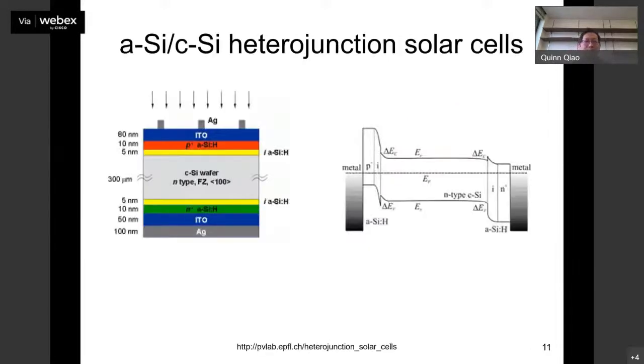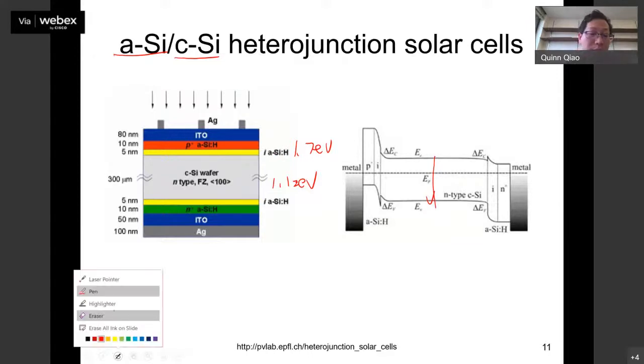And then here's another example, I think we talked about this. You have amorphous silicon and then crystalline silicon, right? Amorphous silicon and crystalline silicon solar cells. Then what you see will be, this is 1.12 eV. This one is what? This is amorphous, 1.7 eV. Now you see this crystalline silicon.